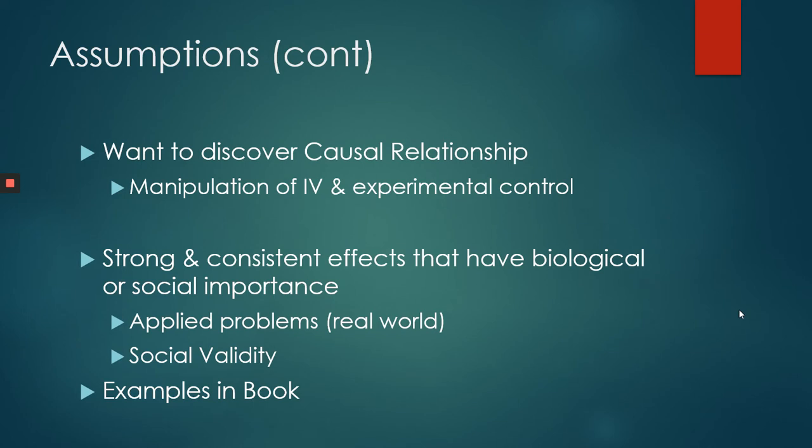And then another assumption, or why you would do this type of research, is that there's some strong and consistent effect that you can uncover, and it has some sort of biological or social importance. So the book talks about this as social validity. So again, it's this real world problems. So you're seeing here that real world focus is a big reason why people do single subjects research. And do look in your textbook for examples of this type of research.